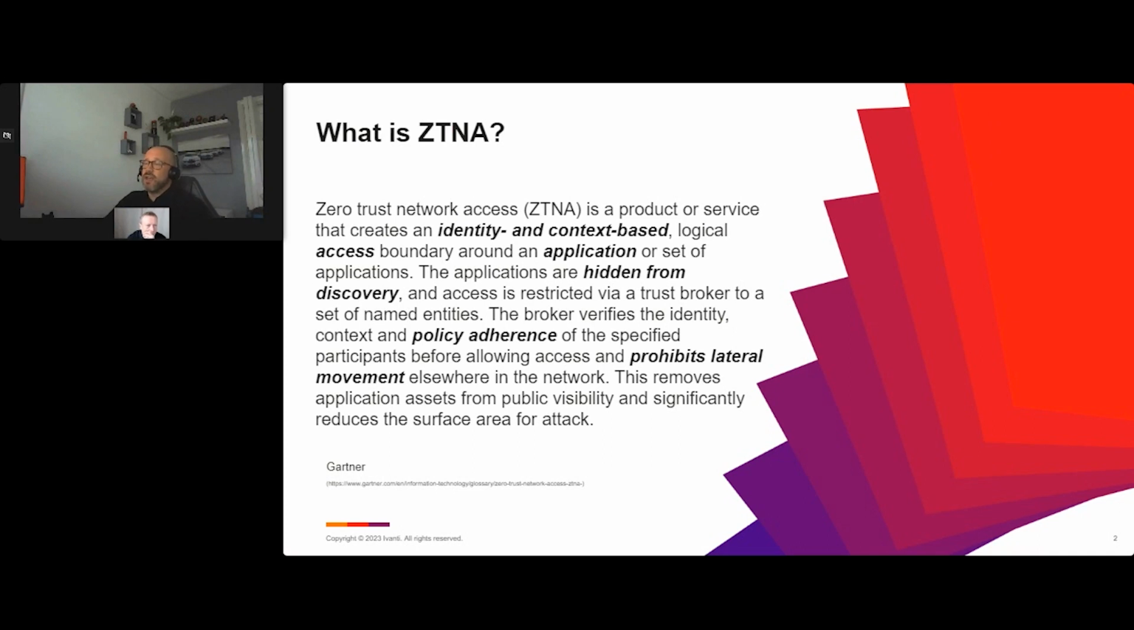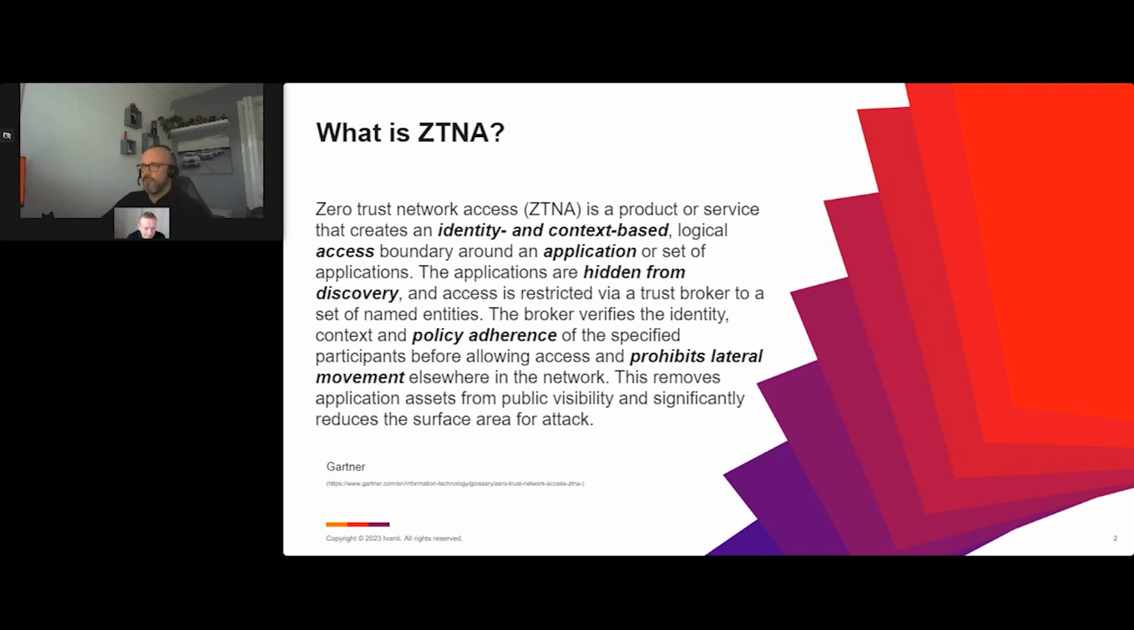So essentially, ZTNA, zero trust network access, is a product or a service that creates an identity and context-based logical access boundary around an application or a set of applications. The applications are hidden from discovery, and access is restricted via a trusted broker to a set of named entities. The broker verifies the identity, context, and policy adherence of the specified participants before allowing access and prohibits lateral movement elsewhere on the network. This removes application assets from public visibility and significantly reduces the surface area for attack.